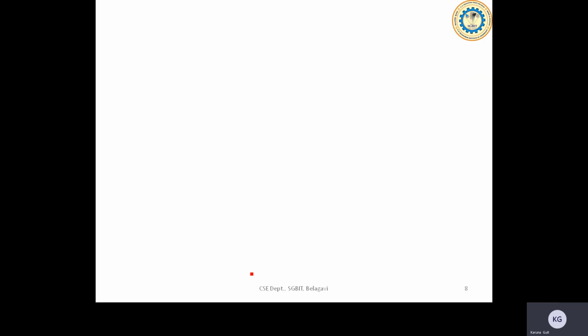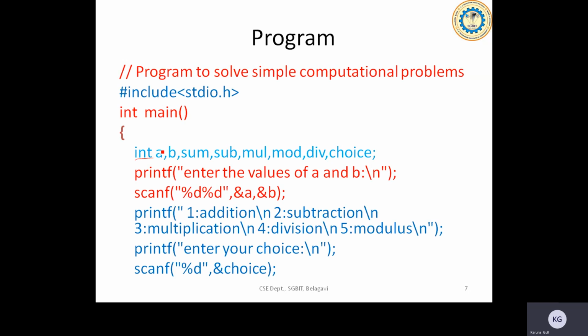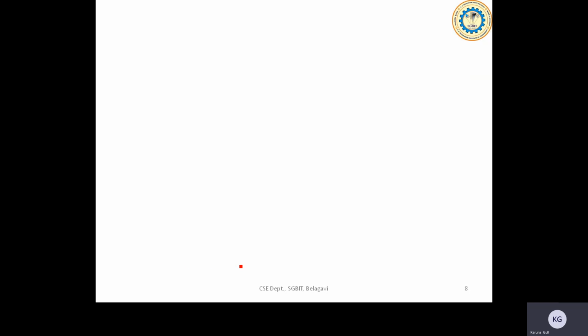Okay, so this choice, please remember, this choice must be any one of these values that you have taken here: either 1, 2, 3, 4, 5. If it is any value other than these, that choice value will directly go to the default of the switch statement. I'll begin with the switch statement.